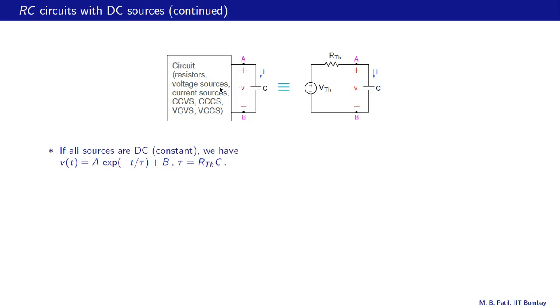Alright, what about the current? The current can be computed once we know the voltage, because we know that I is C dV/dt. So all we need to do now is to differentiate this part and then multiply that by C. So then that gives us C times a e raised to minus t by tau times minus 1 by tau. So that can be rewritten as some other constant a prime times e raised to minus t by tau.